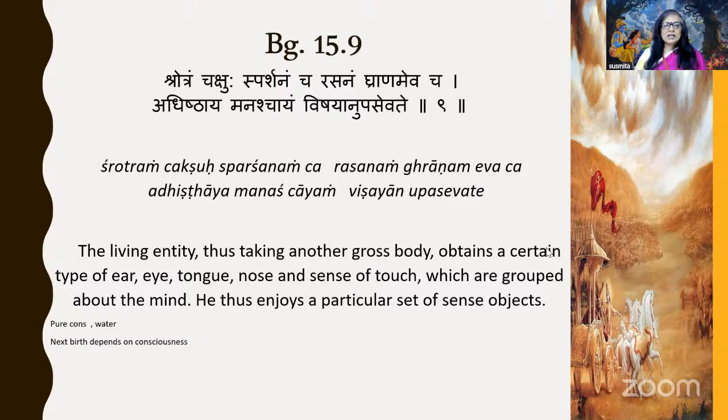So let us read the English translation. The living entity, thus taking another gross body, obtains a certain type of ear, eye, tongue, nose, and sense of touch, which are grouped about the mind. He thus enjoys a particular set of sense objects. So it is continuing from the last shlok. It all depends upon the subtle impressions that we are carrying along with the soul. Accordingly, we'll get that, right?